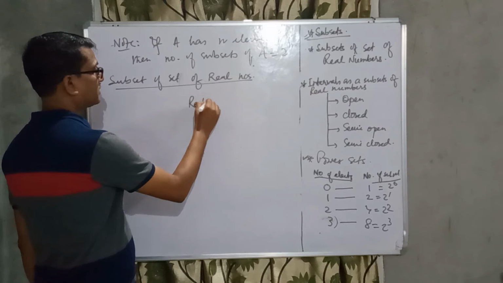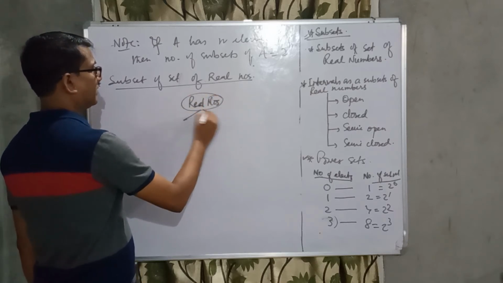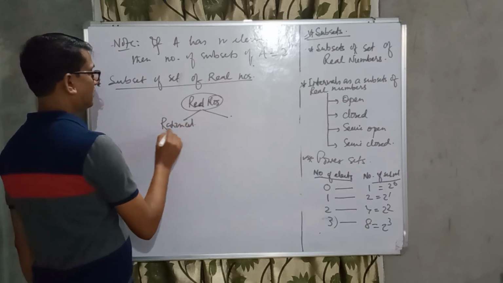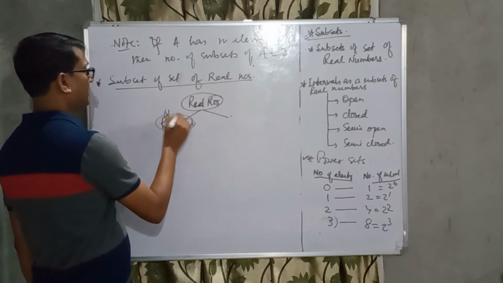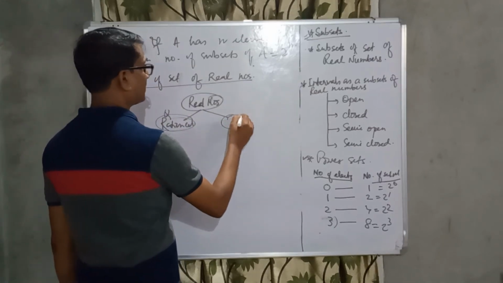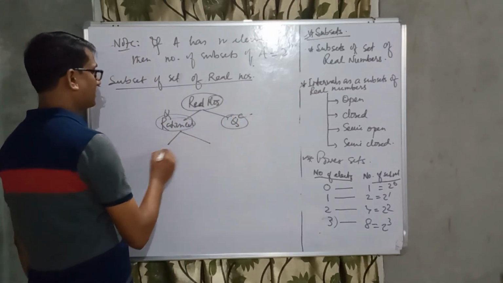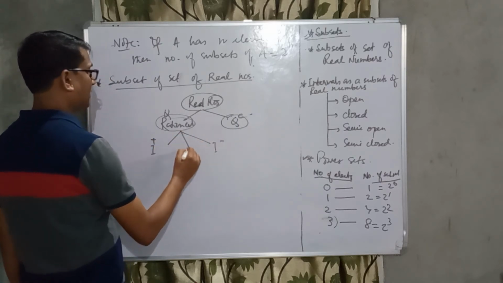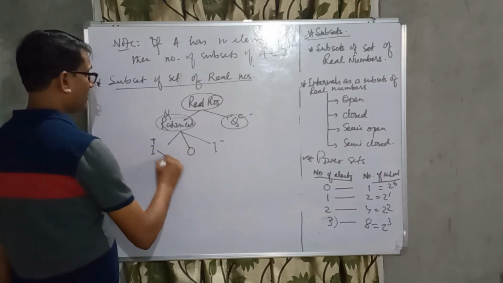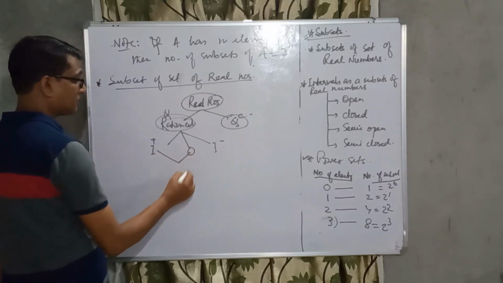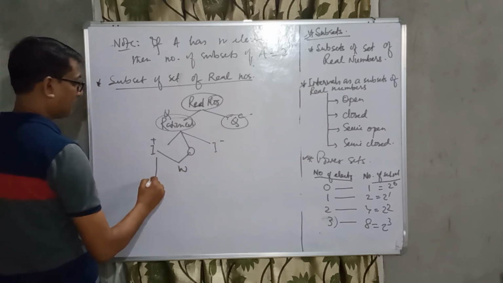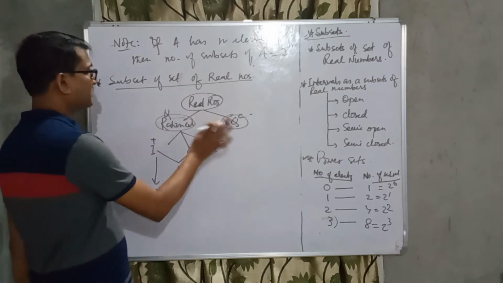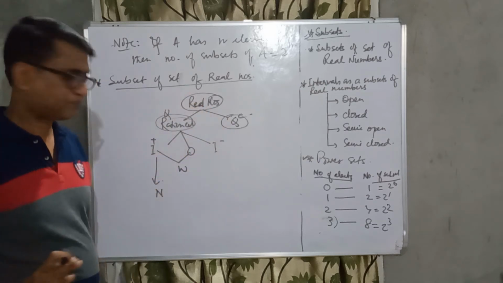The real numbers are divided into rational, which we can write as Q. Then rational includes integers: positive integers, negative integers, and 0. Positive integers with 0 are whole numbers, and positive integers alone are natural numbers. Okay, more numbers are there, we are just taking this concept.